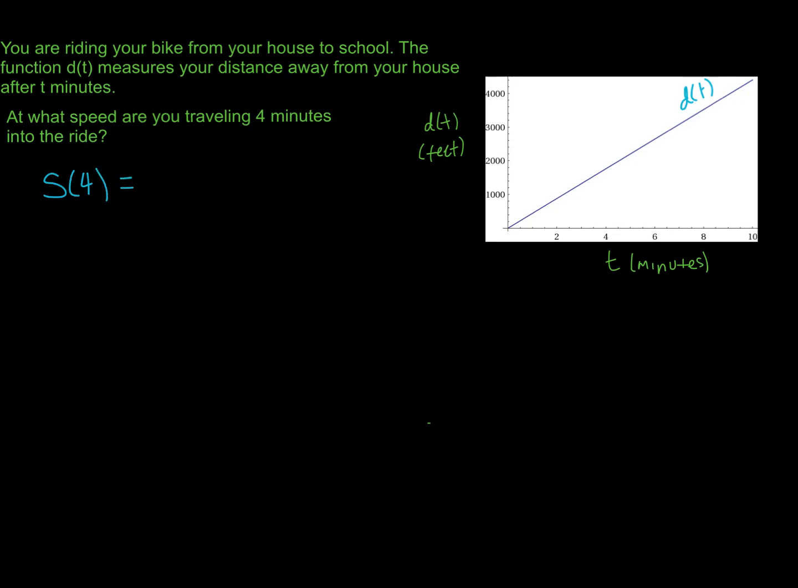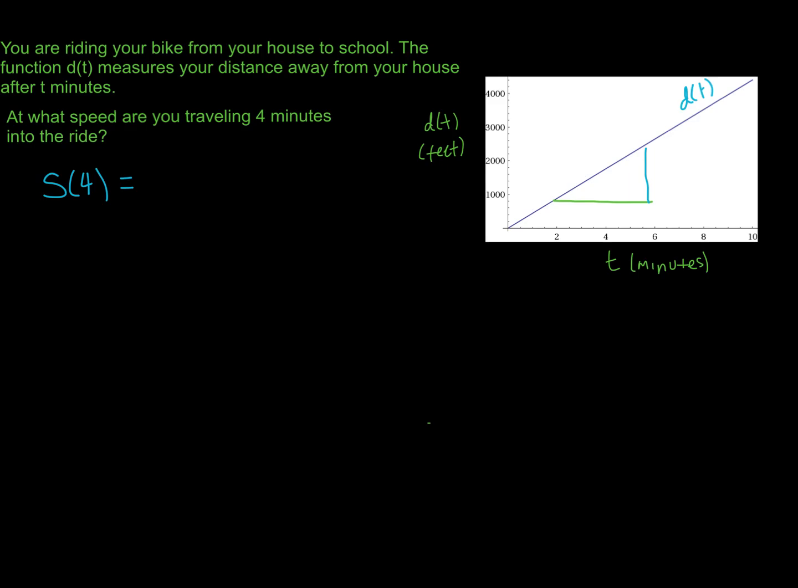And how can I compute the slope of the line? Well, let's just go from minute 2 to minute 6. And let's just pretend that at minute 2, we're about 1,000 feet away from the house, and at minute 6, we'll just say we're about 2,500 feet away. To calculate this, I'm going to take the distance I was at 6 minutes, subtract the distance I was at 2, and then divide it by the time it took to do that.